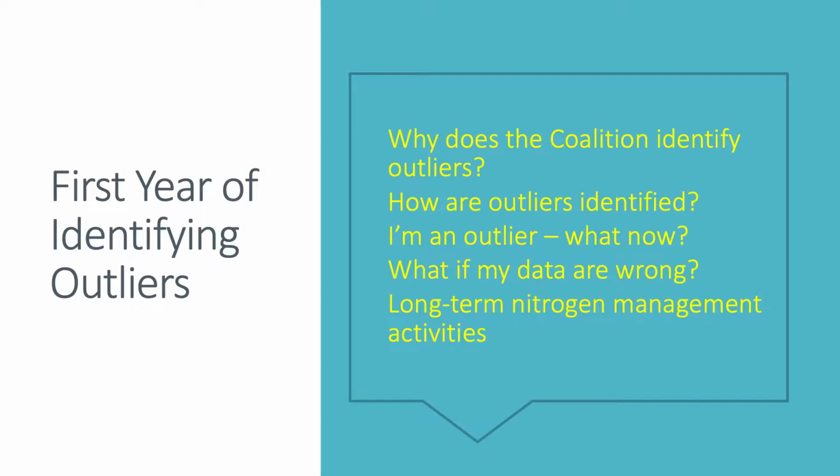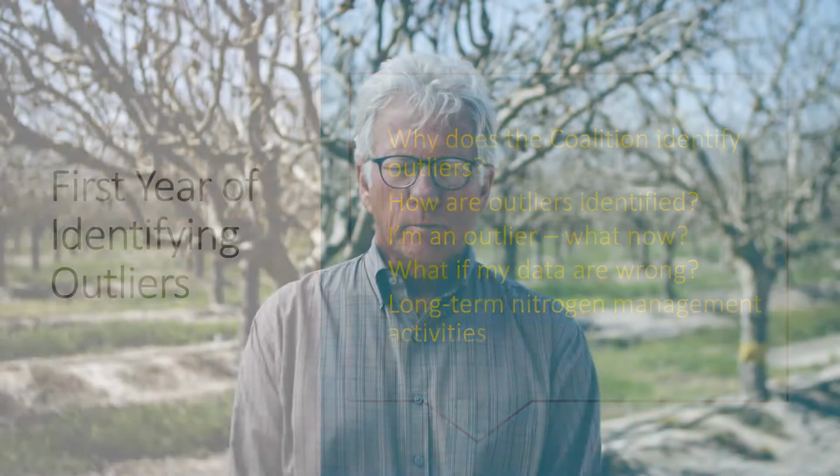I want to go through the steps involved in identifying outlier parcels. This is the first year that we're identifying outlier fields for pistachios. Last year we started on almonds. This year we'll do pistachios, walnuts, and wine grapes. So you might ask, why do we have to identify outliers?